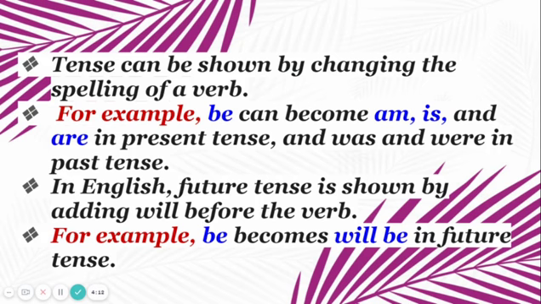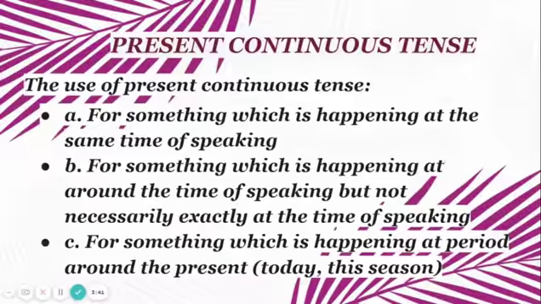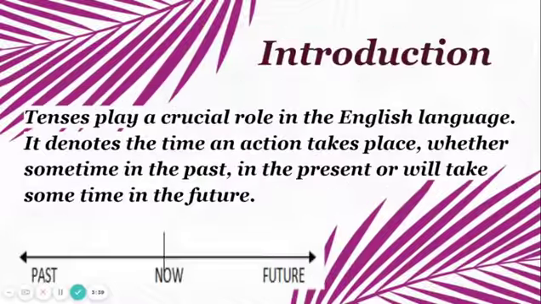In English, future tense is shown by adding will before the word. As I previously said, it denotes the thing that is going to happen in the future, so we add will before be, so be becomes will be in the future tense. Okay, as a recap, we can see everything once and we can finish the class.